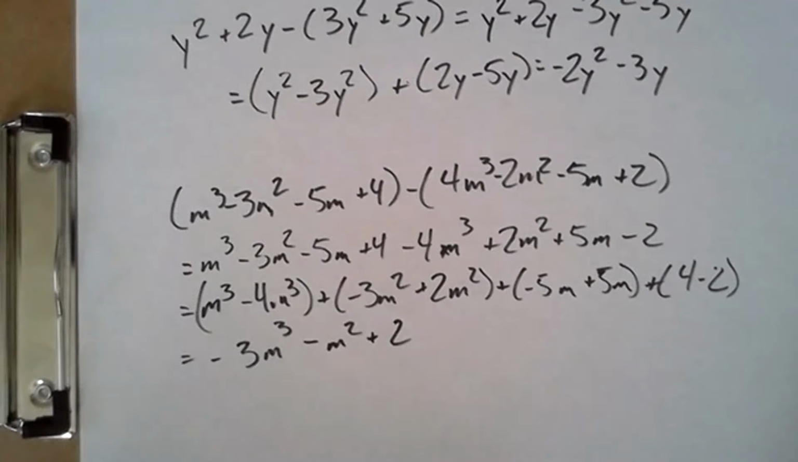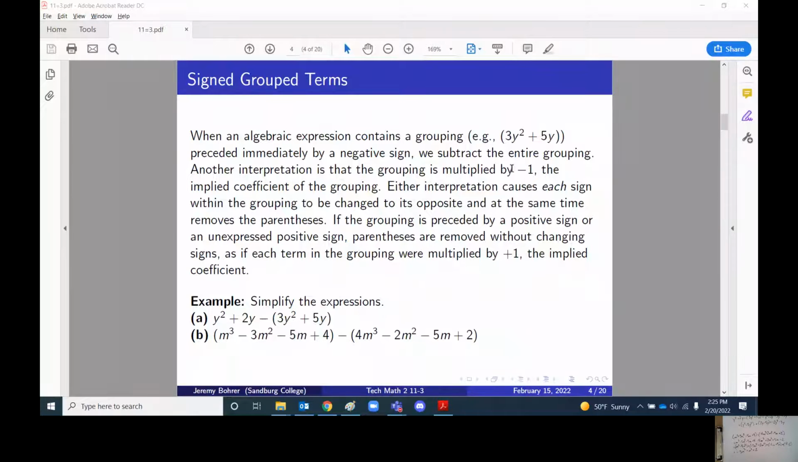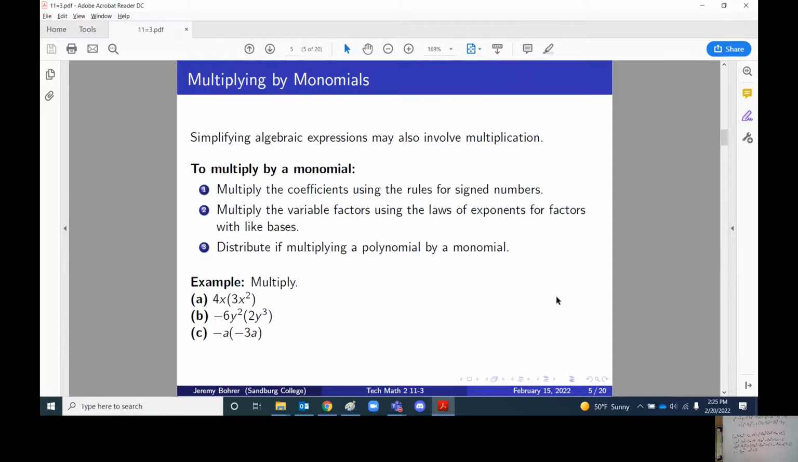Moving on. Next up, we're asked to multiply some monomials. We've got 3 monomials we want to multiply here. We've got 4x times 3x squared. We've got negative 6y squared times 2y cubed. And we've got negative a times negative 3a.